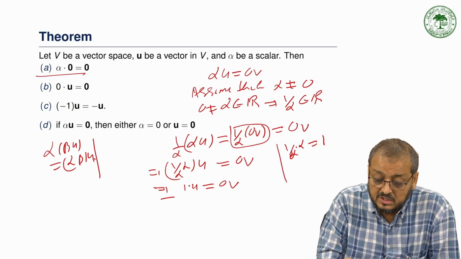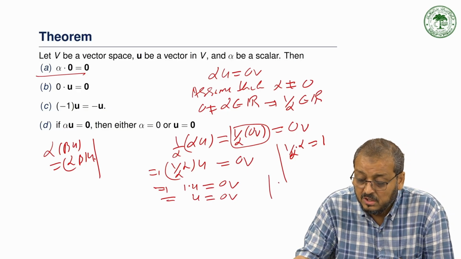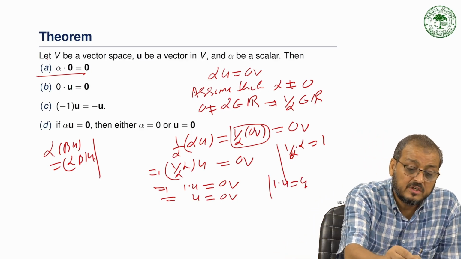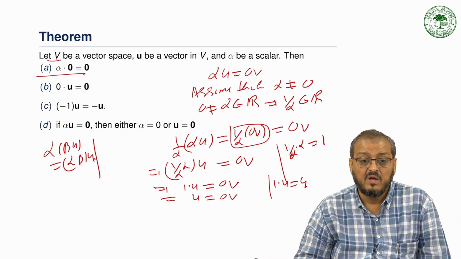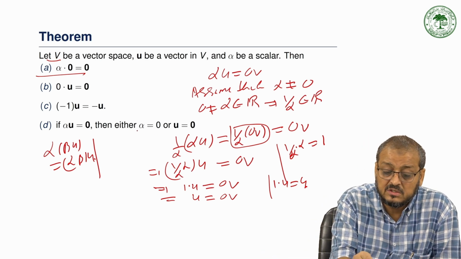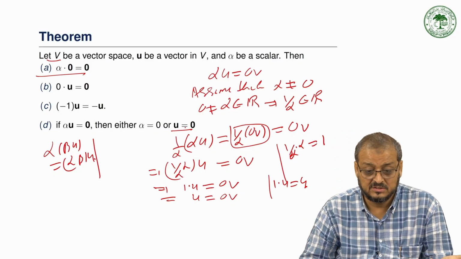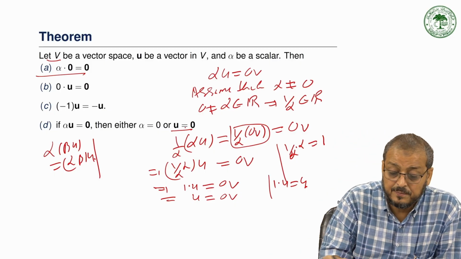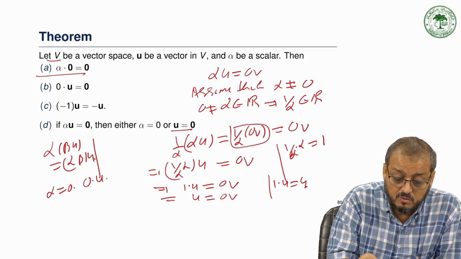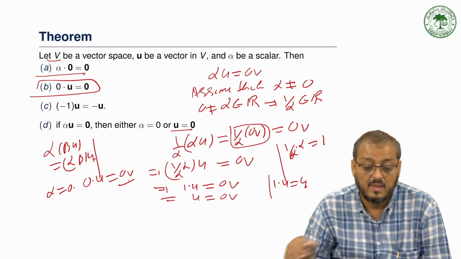1 into u is nothing but u, and this is equal to 0 of V, because 1 into u is always u by the property of a vector space, because this V is a vector space. So we showed that when alpha is not equal to 0, this holds. Now if alpha is equal to 0, then this is a very trivial case. If alpha is equal to 0, then 0 of u, by the b part, we already proved that this is equal to 0.